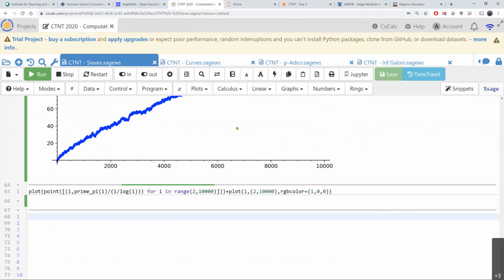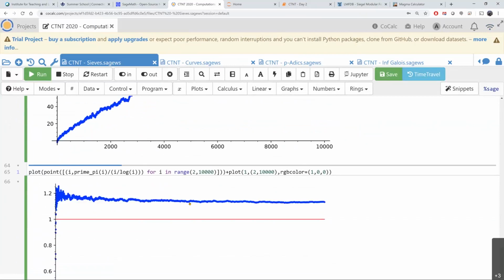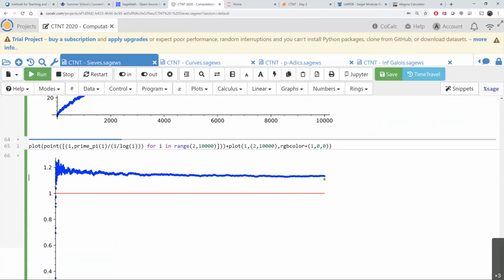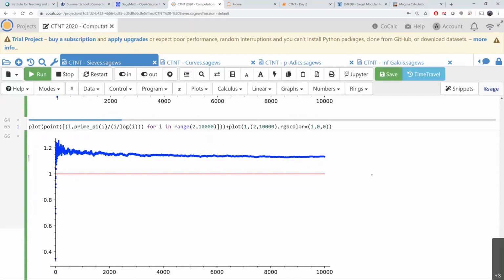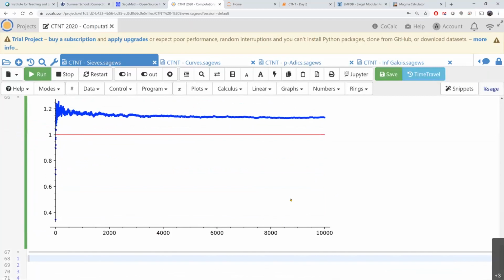One, just so you see how far we are from one. The error starts at about 1.2, and it looks like it's decreasing towards one, but it's not quite clear from the data. The data here can help you, but you actually need to prove a theorem to show that the limit is actually one, and that is the prime number theorem.